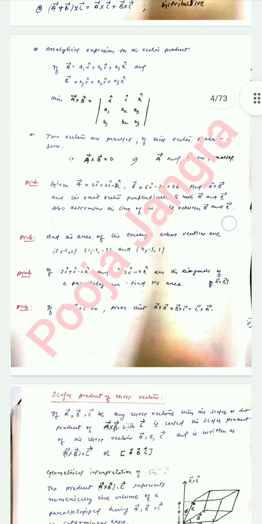Again, the next problem is: if 3i cap plus j cap minus 2k cap and i cap minus 3j cap minus 4k cap are the diagonals of a parallelogram, find its area. It is simple, you need to find the area of the parallelogram. You can do this problem at home.